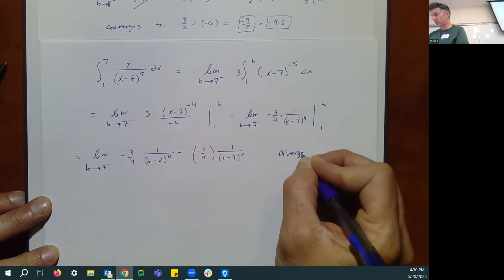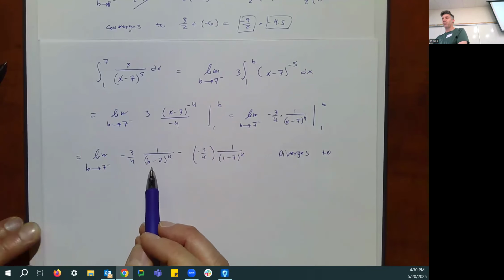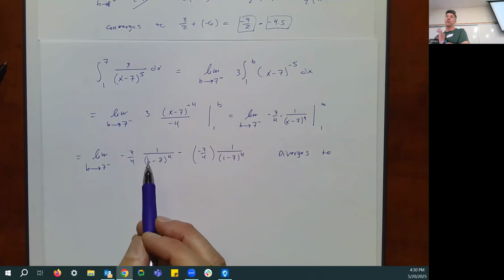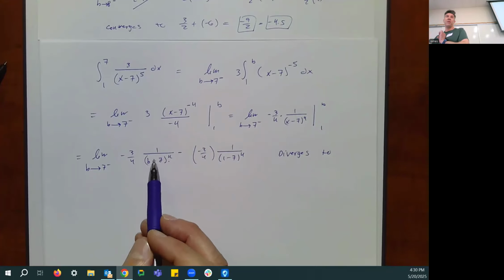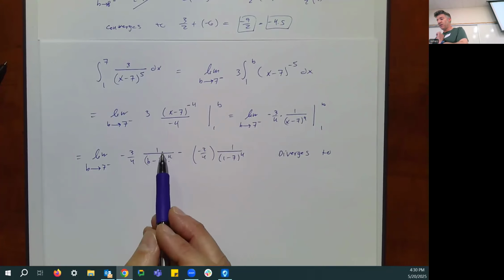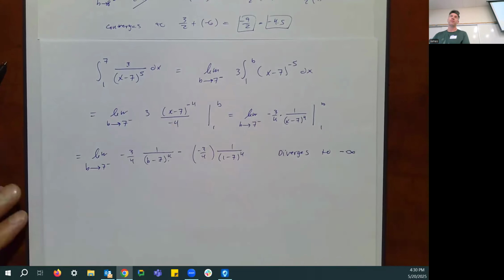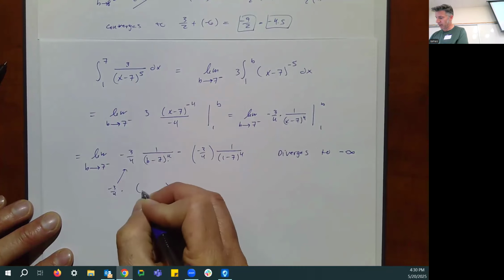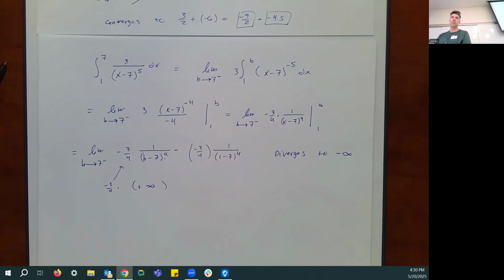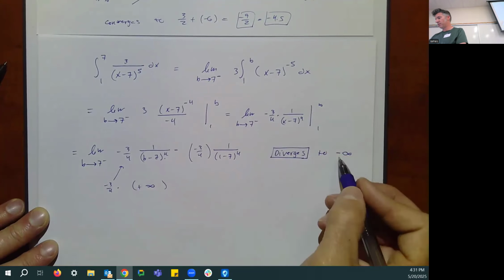Now, I will say what it diverges to. In this example, it doesn't matter if what's inside here is positive or negative because we're raising it to a 4th power. So we have 1 over a very small positive number, which is like a positive infinity, times a negative 3/4. This actually diverges to negative infinity because it's a negative 3/4 times a positive infinity. I don't really care that much, but Tarlac might care. So saying it diverges is enough, but it diverges to negative infinity.